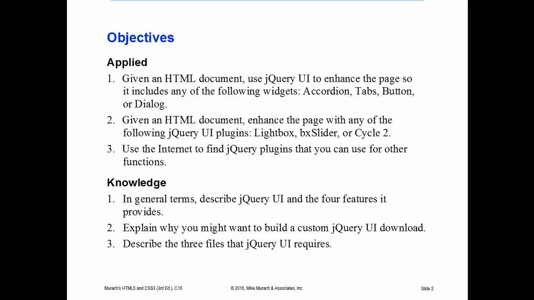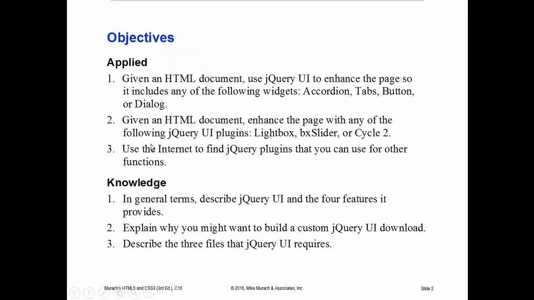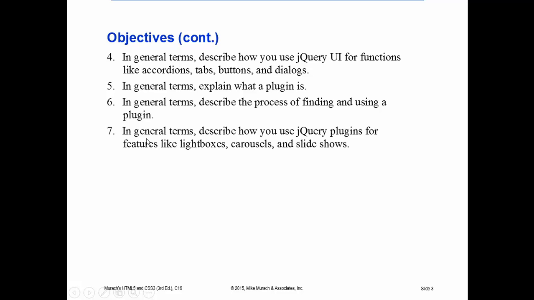In general terms, describe the jQuery UI and the 4 features it provides. Explain why you might want to build a custom jQuery UI download. Describe the 3 files that jQuery UI requires. In general terms, describe how you use jQuery UI for functions like accordions, tabs, buttons, and dialogues. In general terms, explain what a plugin is. In general terms, describe the process of finding and using a plugin. In general terms, describe how to use jQuery plugins for features like lightboxes, carousels, and slideshows. And notice many of them, 4, 5, 6, and 7 here, and 1 here, etc.